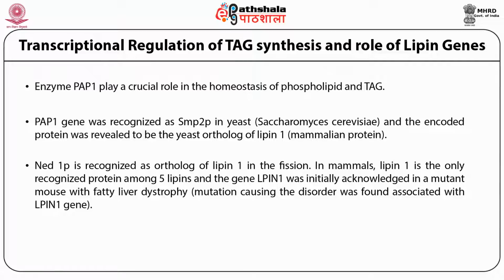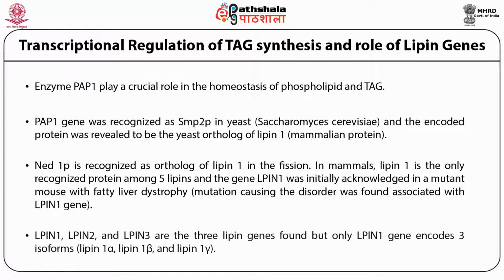In mammals, lipin-1 is the only recognized protein among 5 lipins, and the gene LPIN1 was initially acknowledged in a mutant mouse with fatty liver dystrophy. LPIN1, LPIN2 and LPIN3 are the 3 lipin genes found, but only the lipin-1 gene encodes 3 isoforms, and these isoforms were lipin-1 alpha, lipin-1 beta and lipin-1 gamma through alternative splicing.